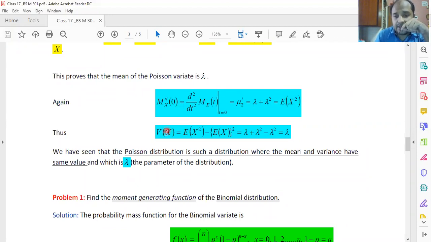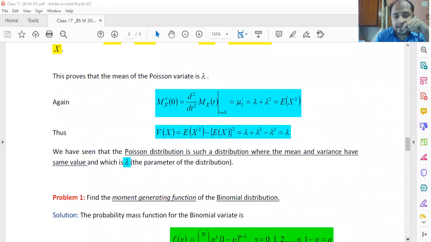And we know that V of x is E of x square minus E of x whole square. Now you substitute. In place of E of x square, I am putting lambda plus lambda square. In place of E of x, I am putting lambda. E of x is getting squared, so I am getting lambda squared, and the difference will be lambda. Thus we have derived the second statistical parameter of the Poisson variate from the moment generating function. And we have seen that the Poisson distribution is a kind of discrete distribution where mean and variance both have the same expression, which is the statistical parameter itself.